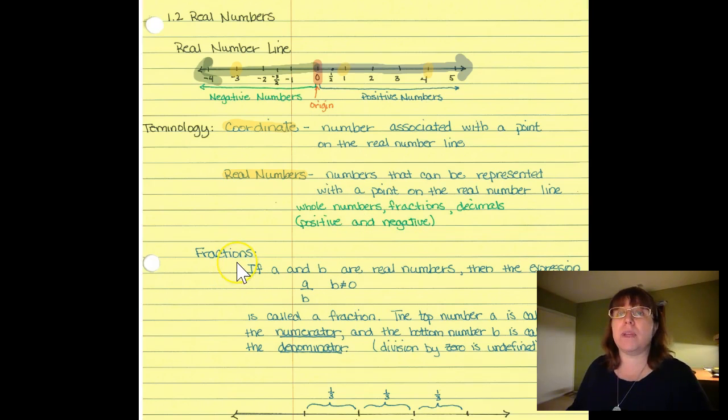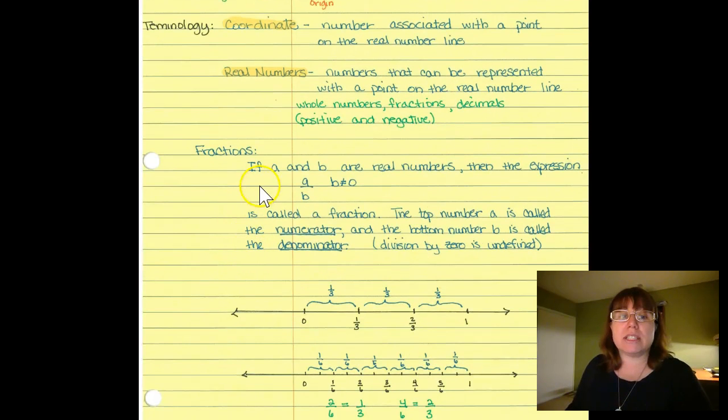Fractions, on the other hand, we have a very explicit definition of fractions. If we use the numbers a and b, real numbers in the expression a over b, where b does not equal 0, is called a fraction. The top number we call the numerator, the bottom number we call the denominator. Now, I say division by 0, we're going to call it undefined at this level of math. That doesn't mean that we can't divide by 0. In a higher level of math, you'll learn how to do that. In this level, we'll just call it undefined, literally the word undefined.